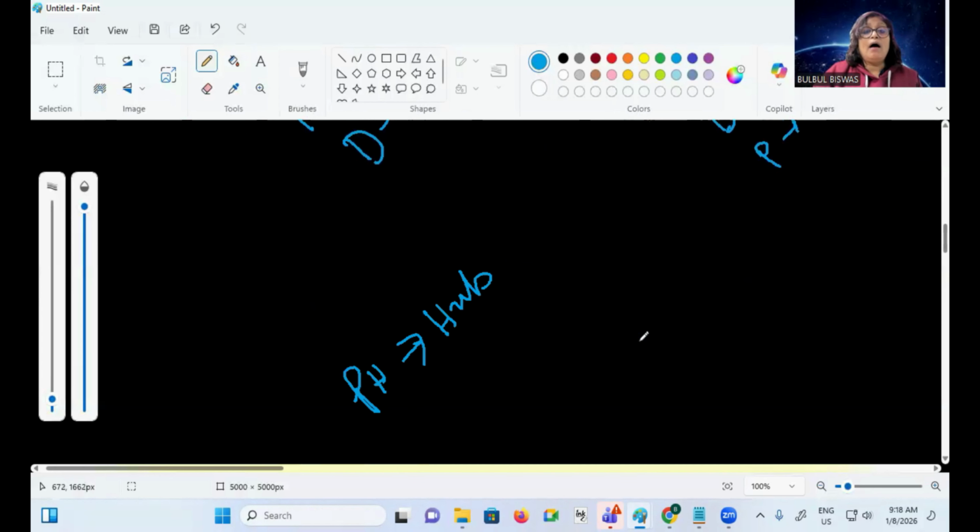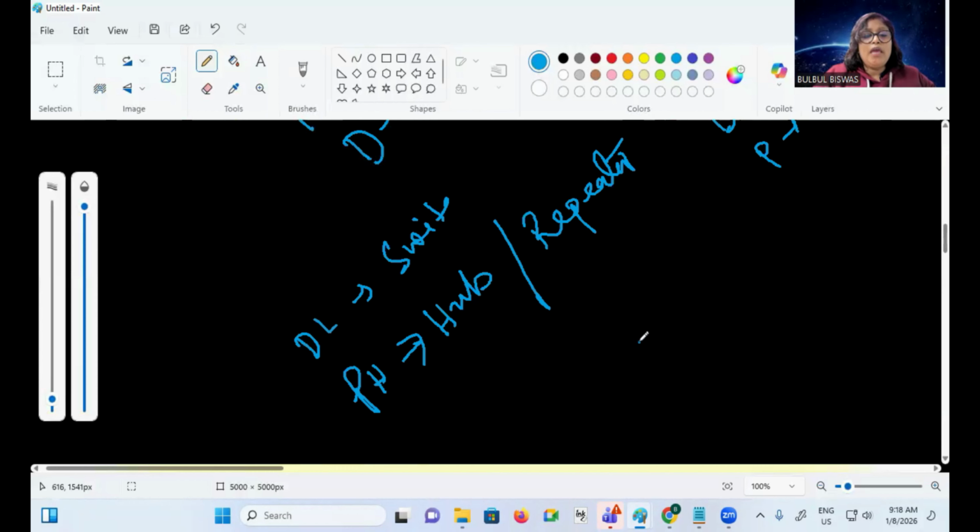If you go to the physical layer, what device are we using? That is the hub, or previously, before the hub, the device was the repeater. If you go to the data link layer, we are using the switch. Previously we used the bridge. If you go to the network layer, that is nothing but my router.